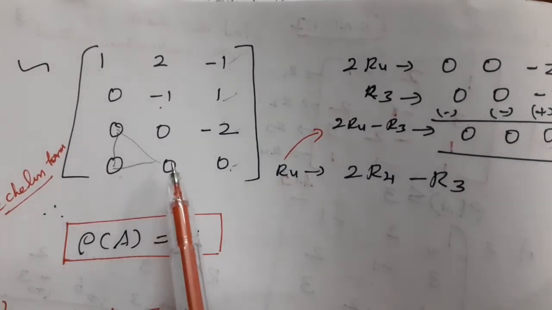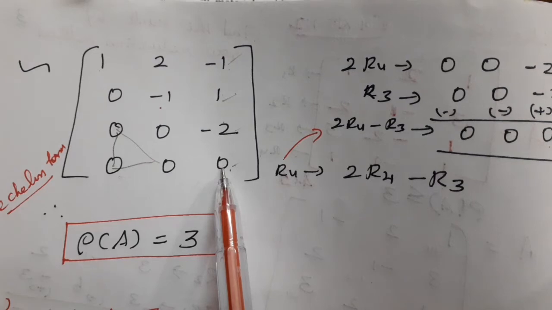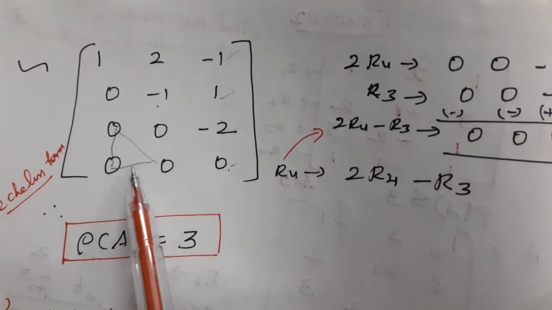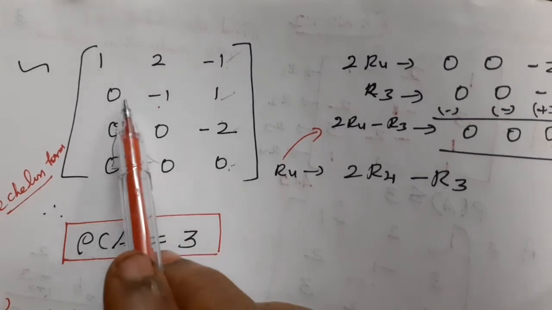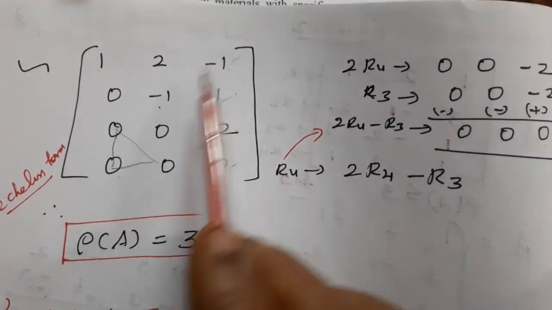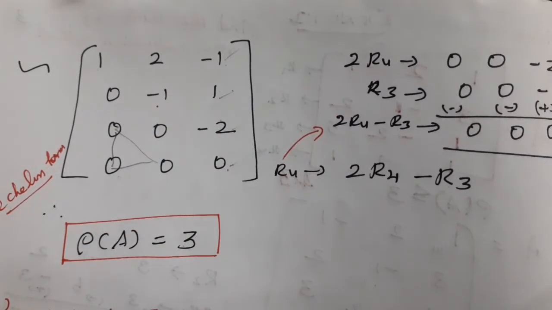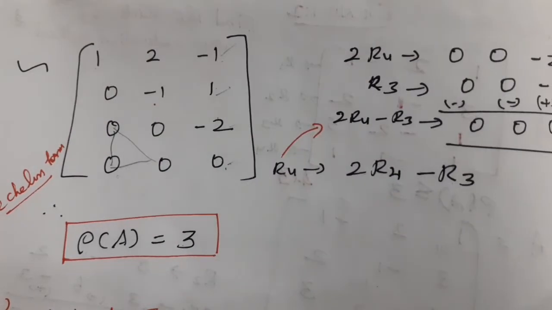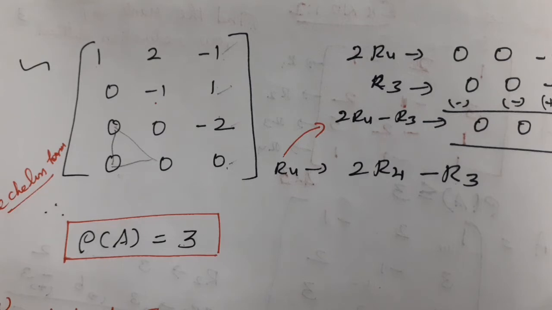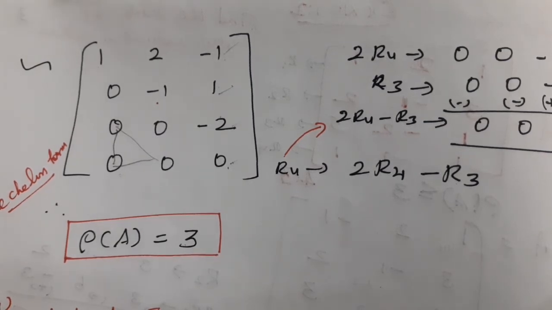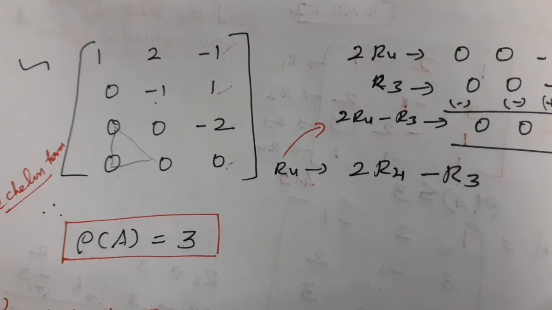We come to an echelon form. How many non-zero rows are there? This is one non-zero row, second is a non-zero row, third is a non-zero row. Only one zero row remains. So what is our rank? Rank is nothing but 3. Using the row reduction method, following the steps, we can find the rank very easily. The minor method is asked in the 2 mark question, and the row reduction method is asked in the 3 mark question.